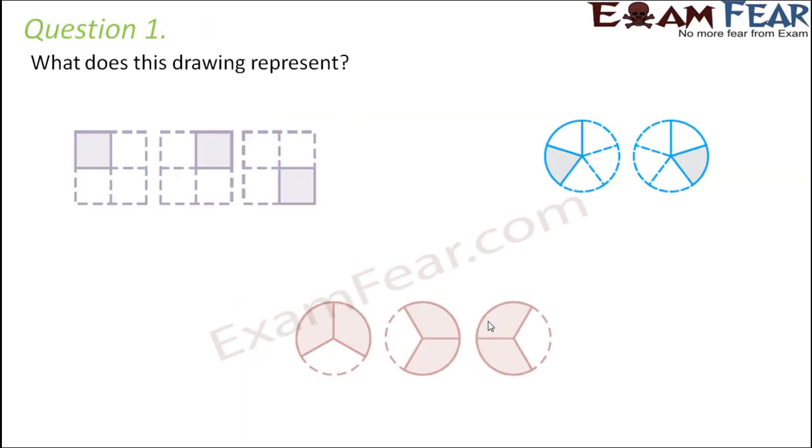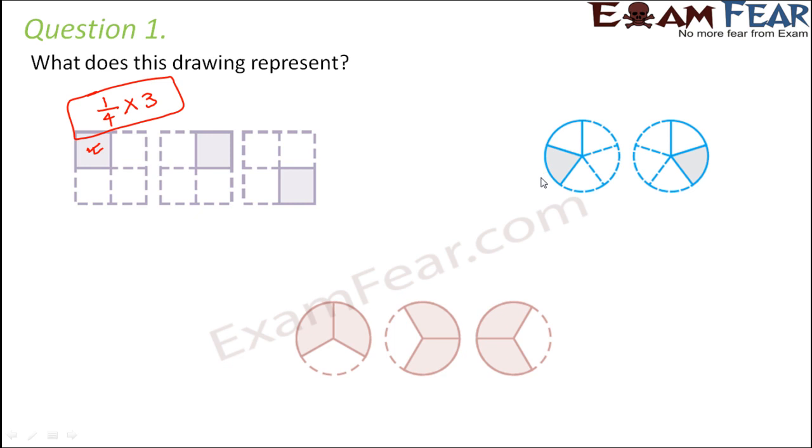So now let us look at some of the questions. Question number 1. What does this drawing represent? So here you see a lot of images. The first image: you have a square which is divided into 4 equal parts, out of which one part is shaded. So this represents 1 by 4. But you have 3 such squares. That means altogether it represents 1 by 4 multiplied by 3. So this is what is being represented by this drawing.